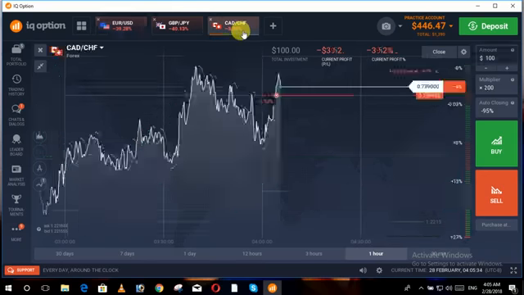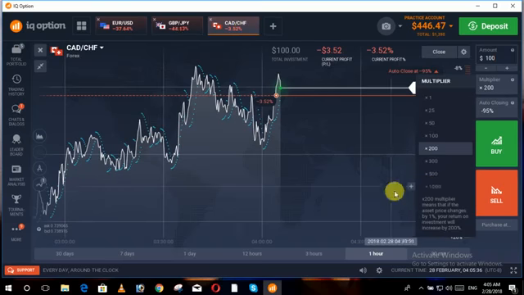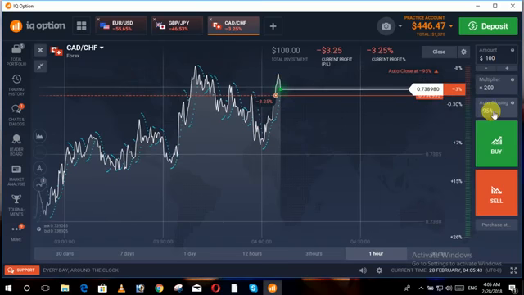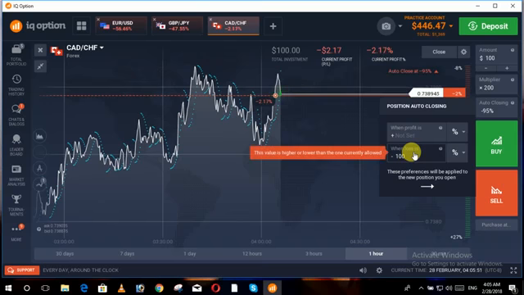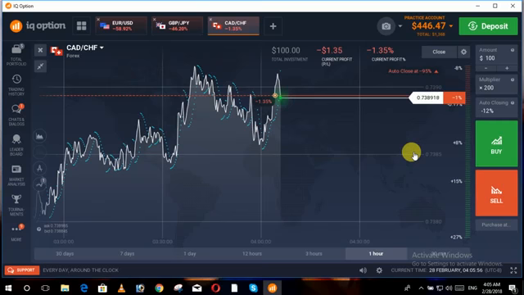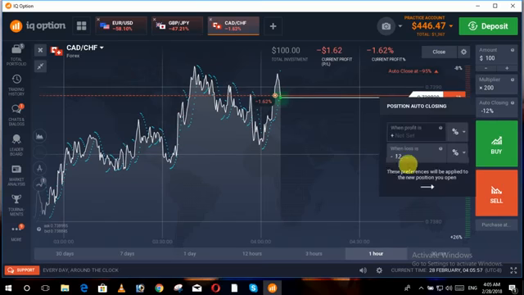So I suggest you never use a 1000 or 500 multiplier in your investments, because you can see the auto closing at 95% is the maximum. If we set auto closing to 100%, it cannot be set. If we set auto closing at 120%, it cannot be set. The maximum is 95%.